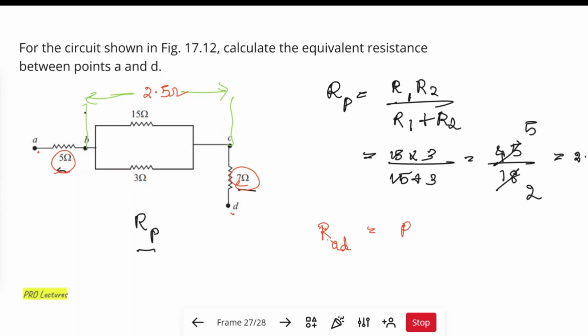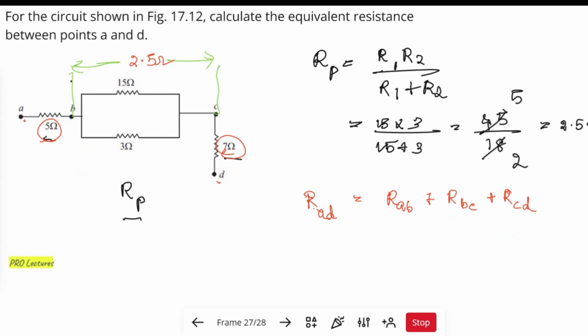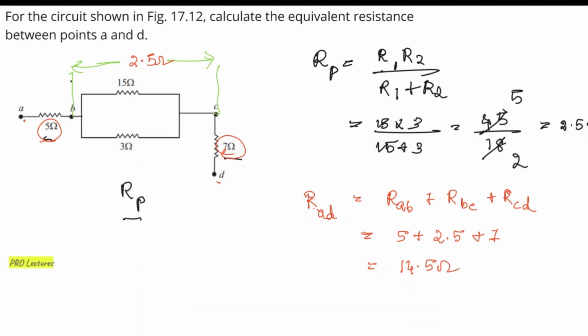So the resistance of AB, resistance BC, resistance CD, since it is a series combination. So 5 plus 2.5 plus 7. Summing up, we get this as 14.5 ohm, which is the equivalent resistance between the points A and D.